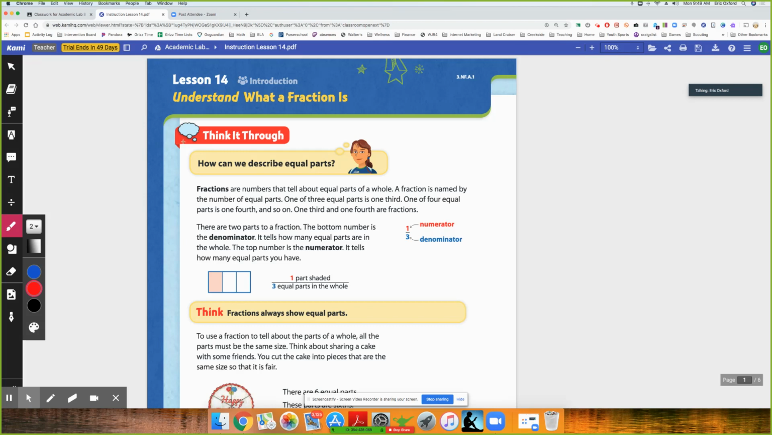Okay, so let's go to the think about it right here. How can we describe equal parts? Okay, remember, fraction describes equal parts. So fractions are numbers that tell us about equal parts of a whole number. A fraction is named by the number of equal parts.